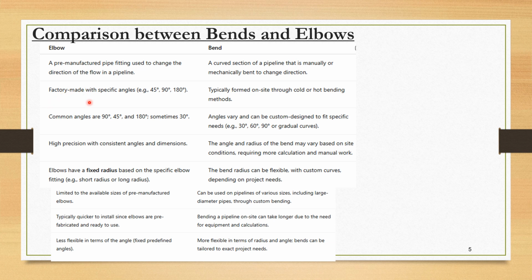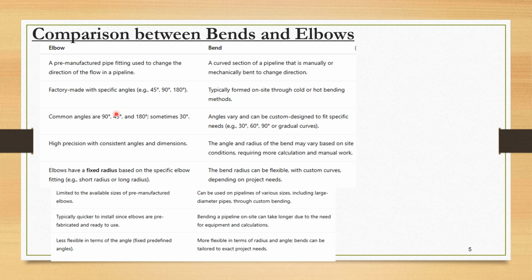Then elbows are factory made with specific angles, meaning angle variation in the case of elbows is limited. Majorly available angles are 45 degree, 90 degree and 180 degree. Whereas for bends you can achieve any bend angle because you are performing the bending operation at site, and based on your requirement you can get whatever you want. So typically formed on site through cold or hot bending methods.